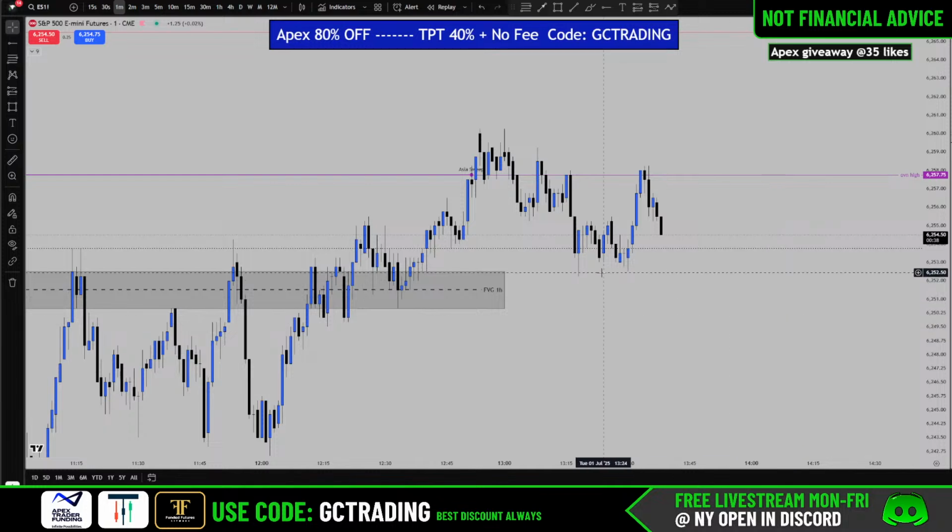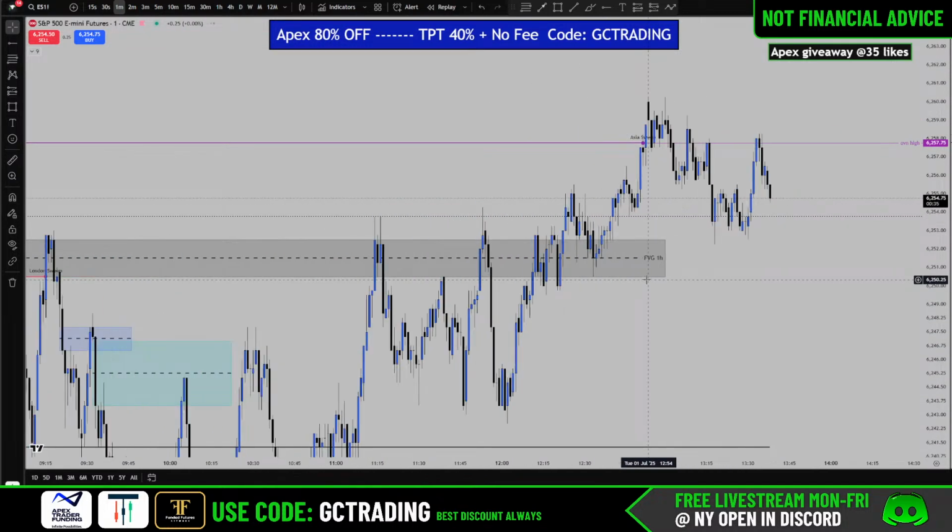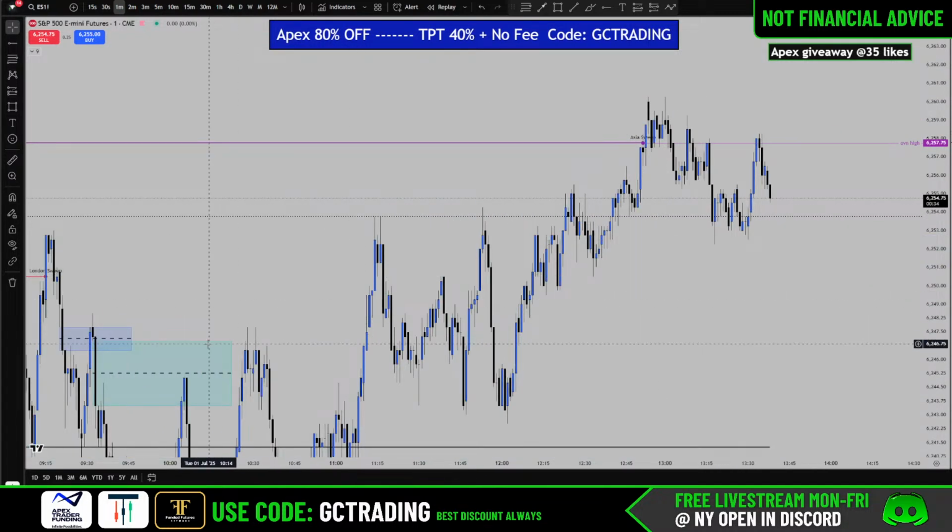All right, so ES is just kind of going sideways right now. Not any type of crazy movement. Let me clean all this up. I still have a lot of stuff on here.